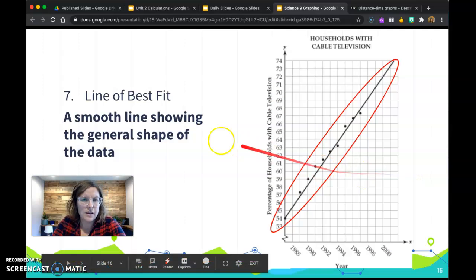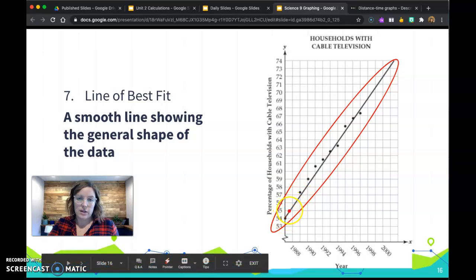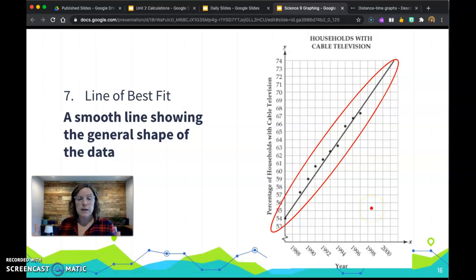What's this line? That's called the line of best fit. So it's a smooth line showing the general shape or trend of the data. It's almost like you're trying to connect all the dots, but you're not going to do it in a way that you're going to go touching all the dots. You're trying to find that middle point to show people this is generally what the data shows.